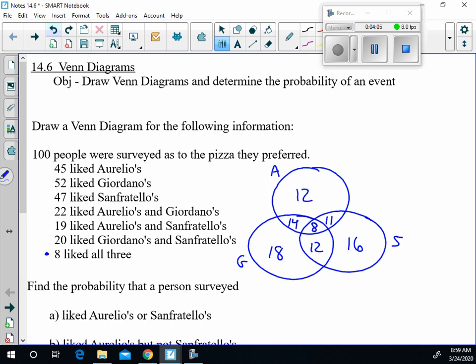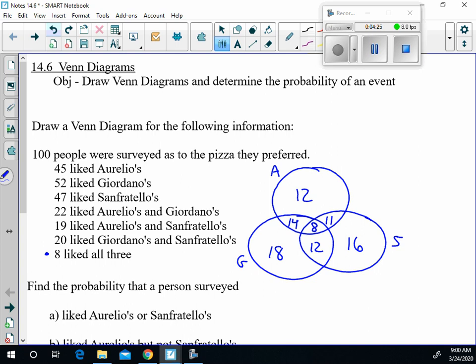Now, at this point, anytime I get to this point in the computation, I like to take out a calculator and add all the numbers up. So 12 plus 14 plus 8 plus 11 plus 18 plus 12 plus 16. And I come up with a total of 91. But wait, there were 100 people in the survey.